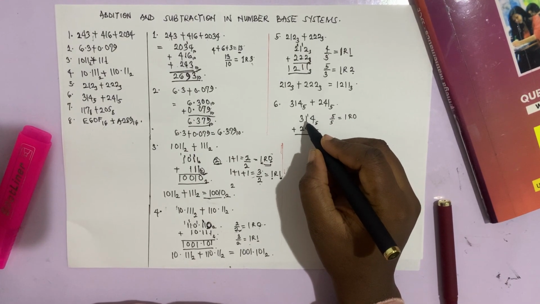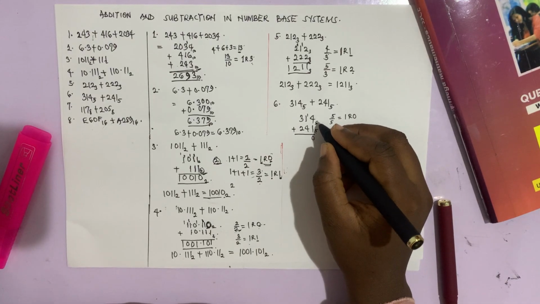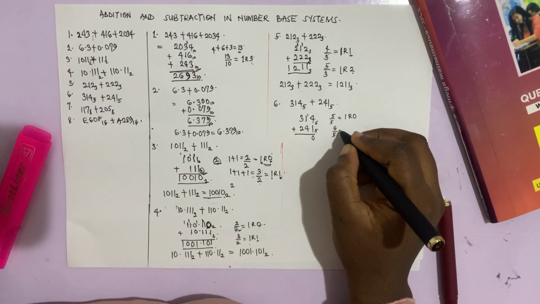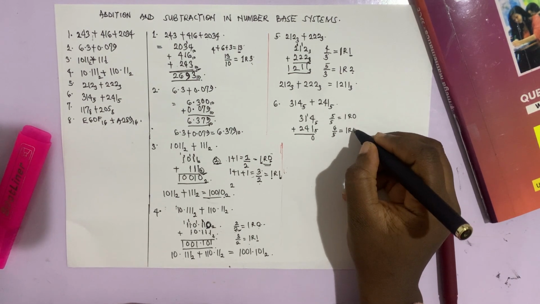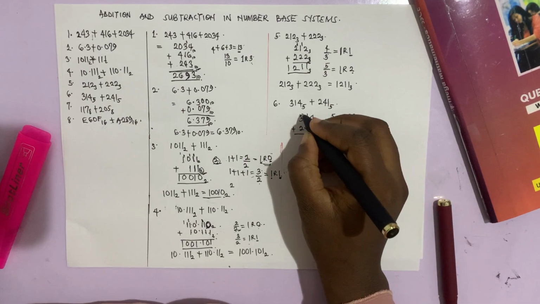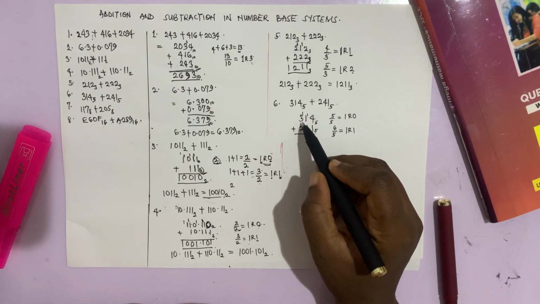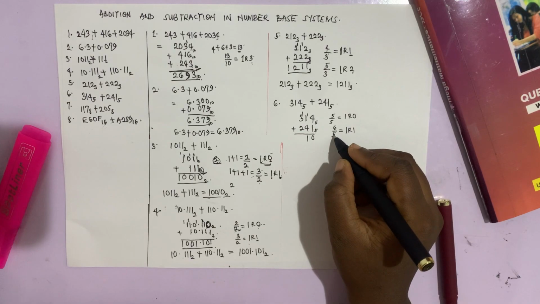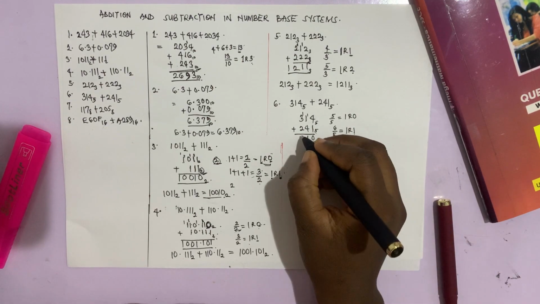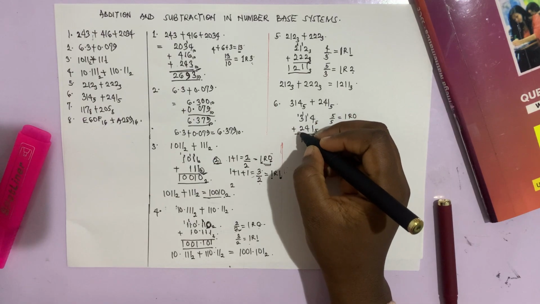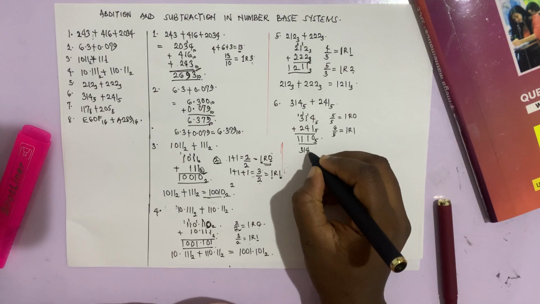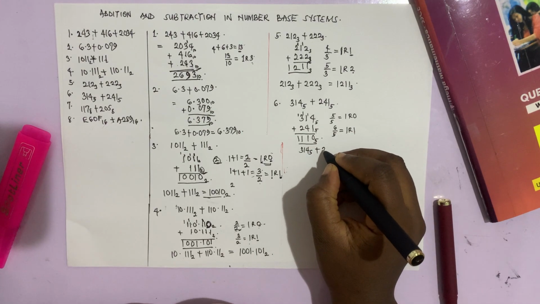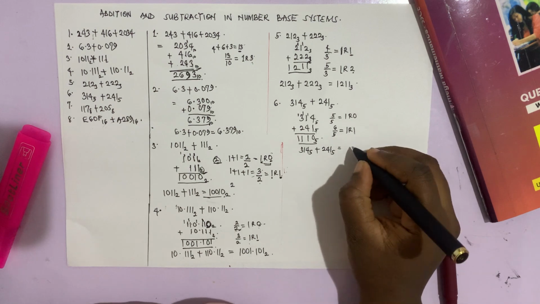So 1 plus 1 is 2. 2 plus 4 is 6. 6 is greater than the base. We do 6 divided by the base, which is 5, and that will give us 1 remainder 1. So we write this remainder 1 and carry this 1 up. So we have 3 plus 1, 4. 4 plus 2, 6. So 6 divided by 5, 1 remainder 1. We write the remainder 1 and carry 1. Since there is no other number there, we write the 1. And that's our final answer. So 314 base 5 plus 241 base 5 would give us 1110 base 5.